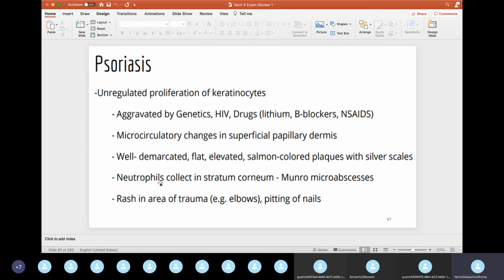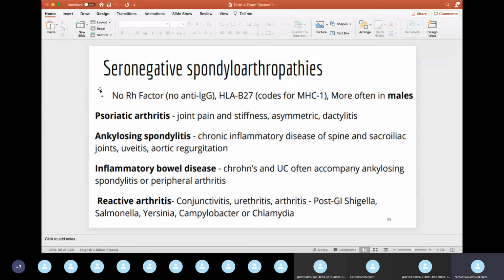In the vignette, they're going to say pitting of nails. And you can have rashes in your flexor muscles. Seronegative. Why are they called seronegative? Because there is no rheumatoid factor. You only have HLA-B27, high yield.